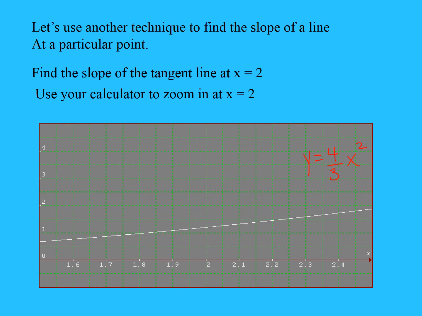Now we're going to repeat that process and zoom in again. So you might get something that looks like this. And let's zoom in one more time. We get something that looks like this. Now, what do you notice is happening here? Doesn't it almost look like a line? It makes it look linear since we've zoomed in so many times. Well, how could we use this to help us calculate the slope of the tangent line at x equals 2?